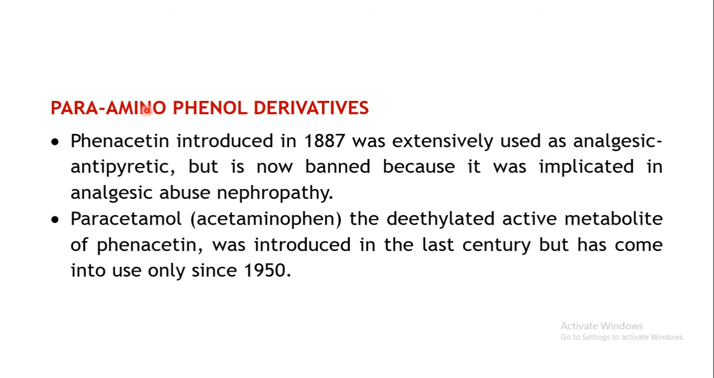Then coming to the last class, that is drugs which have good analgesic antipyretic property but poor anti-inflammatory property. Under that, the first class is para-aminophenol derivatives. Now the first agent discovered under this class was phenacetin. This was introduced in 1887, and it was extensively used as an analgesic and antipyretic. But later on this drug was banned because of its tendency to precipitate nephropathy, that is, kidney damage.